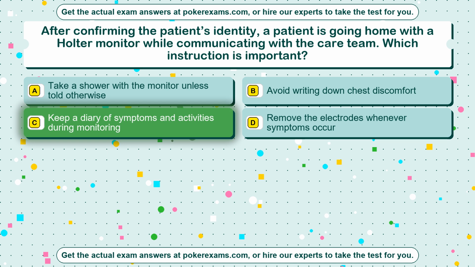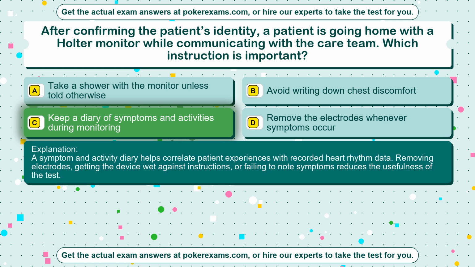The correct answer is option C, keep a diary of symptoms and activities during monitoring. A symptom and activity diary helps correlate patient experiences with recorded heart rhythm data. Removing electrodes, getting the device wet against instructions, or failing to note symptoms reduces the usefulness of the test.